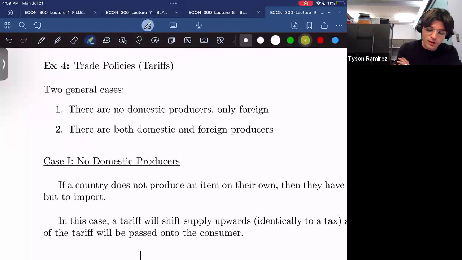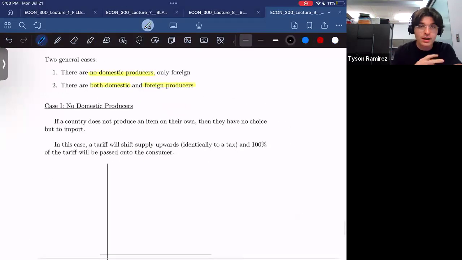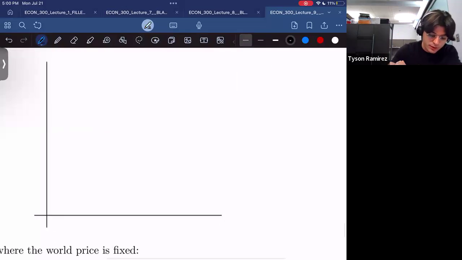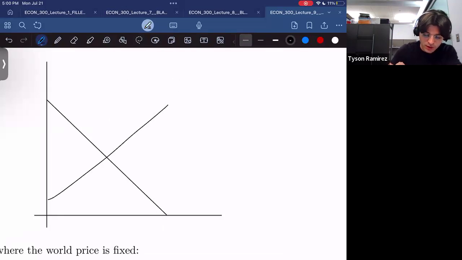In case one, we don't produce anything at home. We always have to buy from abroad. So no domestic producers. In case two, maybe there are domestic producers and foreign producers. How does this change things? All right, let's analyze. So in case one, no domestic producers, then we can only import things. So we'll have a demand and a supply.